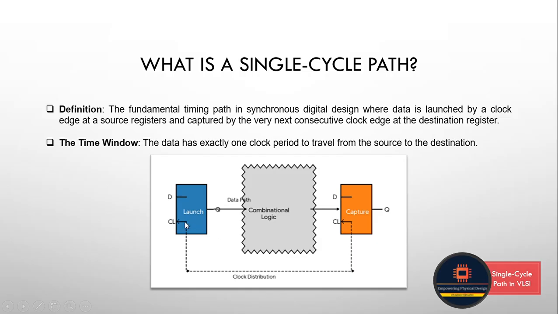It says that when the clock ticks, the data leaves the launch flop or the launch register and then travels through the logic gates. That means the combinational logic circuit and wires, and it arrives at the capture register. So if this is the nth edge, it should be captured at the n plus 1 edge, that means the next clock edge. That means your circuit has exactly one clock cycle to move its data from start to finish. So if an interviewer asks you for a baseline timing path, this is exactly what you are going to describe.